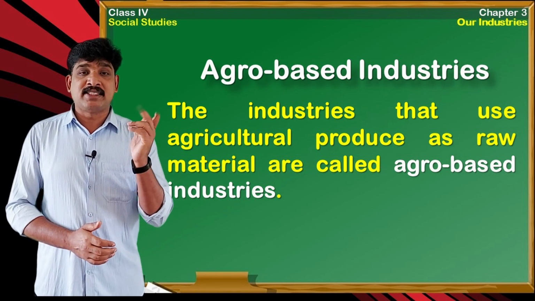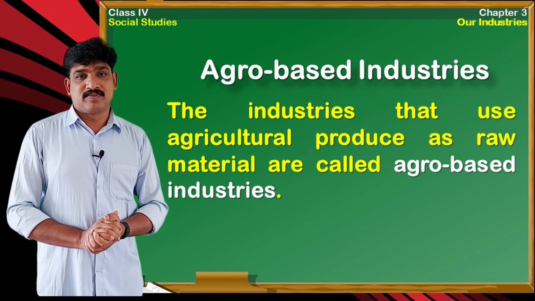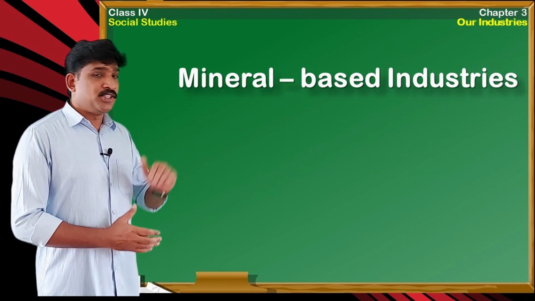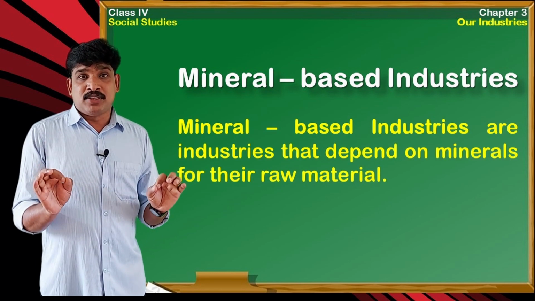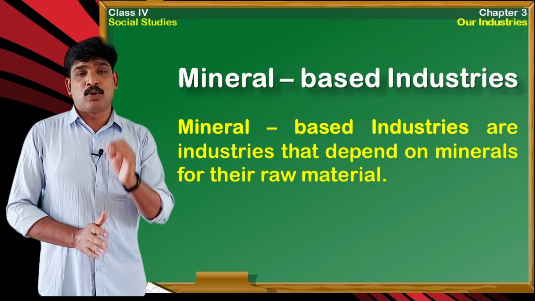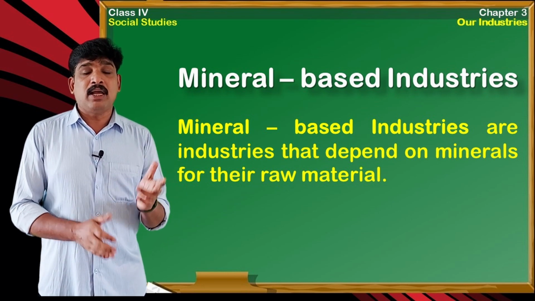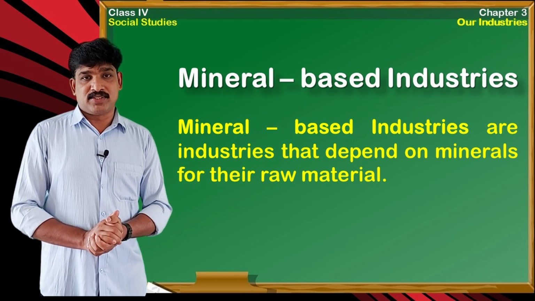Cotton, jute and silk textiles are some examples of agro-based industries. Next one is mineral-based industries. Mineral-based industries are industries that rely on minerals for their raw materials. Some examples are aluminium, iron, steel and cement producing industries.